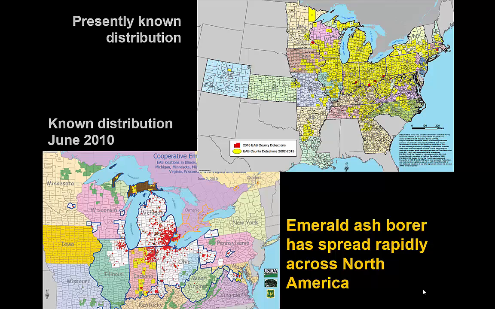Most of this is from human movement of infested material. Some of this is from the flight of the insect itself, moving when the adult form is out and about. But human spread of this has greatly contributed to the problem we have at present and will always be associated with this problem.